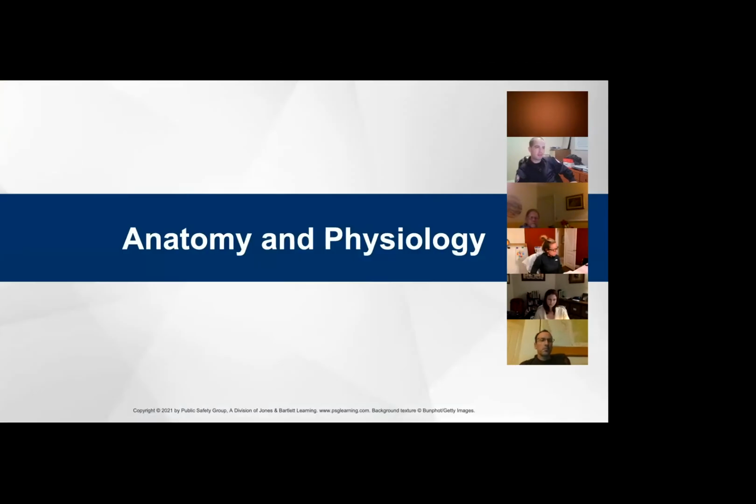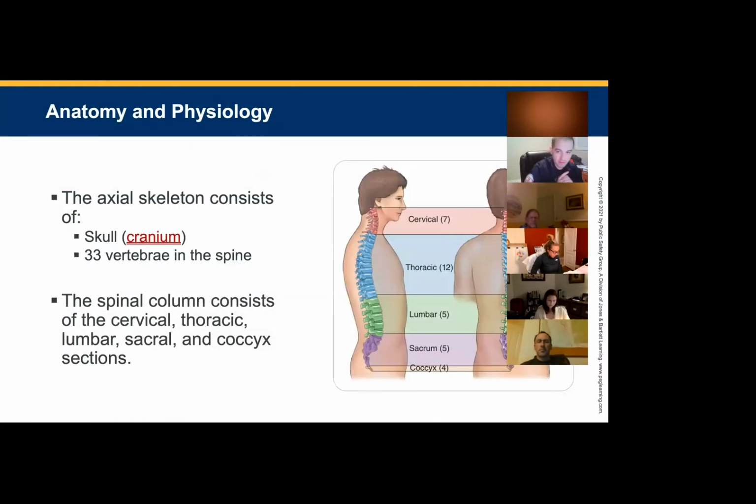So we're going to start off by doing some anatomy and physiology. This is something I would make sure that you commit to memory: 7, 12, 5, 5, 4. I have memorized those numbers, 7, 12, 5, 5, 4. If you remember that sequence of numbers, then that is how you remember the areas of the spinal column or the spinal vertebrae. We have 7 cervical spinal vertebrae, 12 thoracic, 5 lumbar, 5 sacrum, and 4 coccyx.